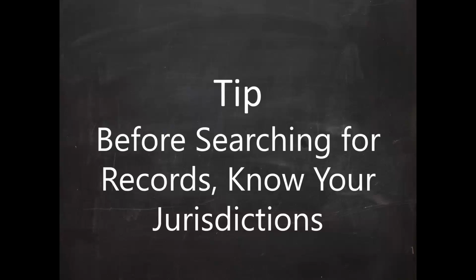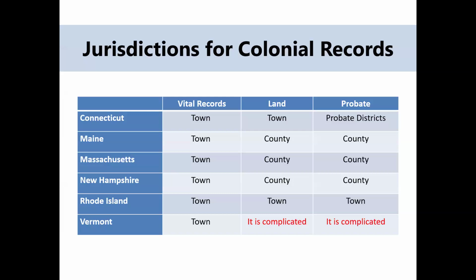Of course, before searching for certain things, it's really important that you know the jurisdictions within the states of New England. Most of us assume everything's on the town level. That is true of our vital records. When it comes to land and probate, things differ.